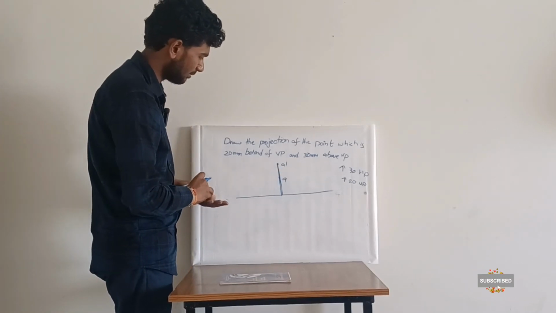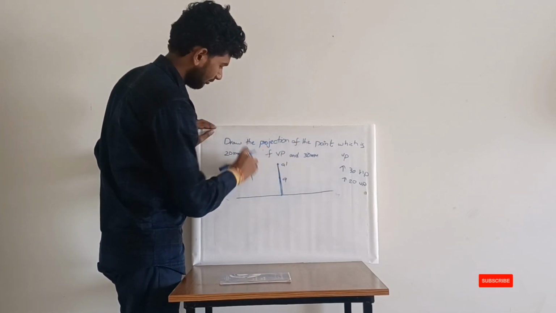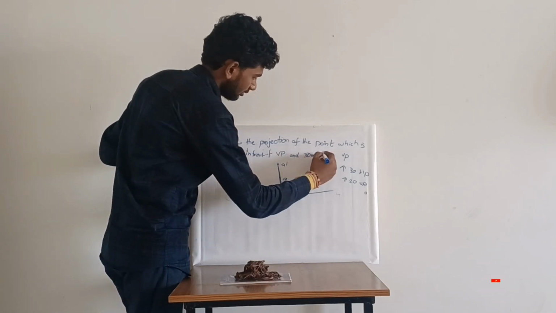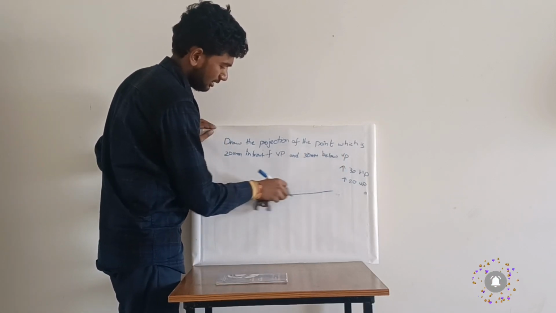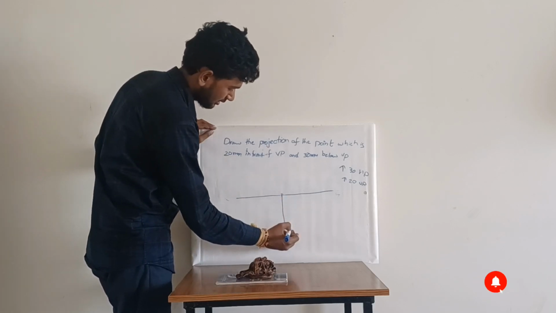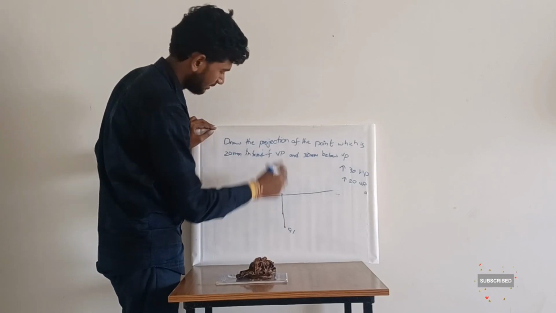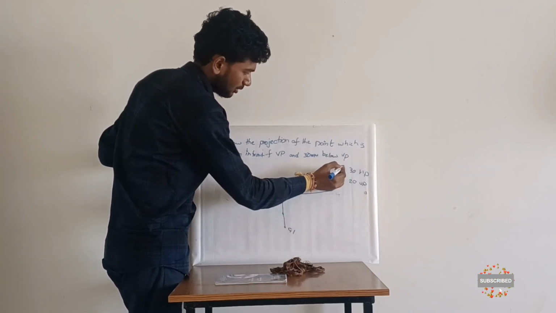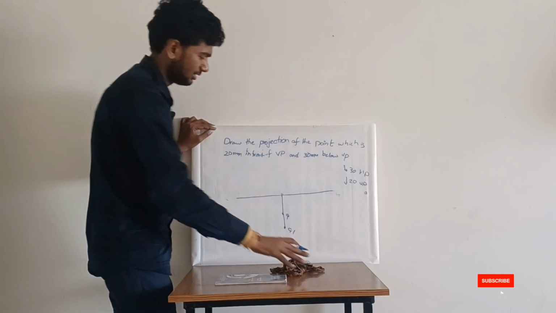Next, we will go with another problem. On the xy reference plane, the two points shift towards the downward. Here 30 mm, that means the A dash, and here 20 mm in front of the vertical plane, that means towards down. Both arrows come towards down. This is a simple representation.